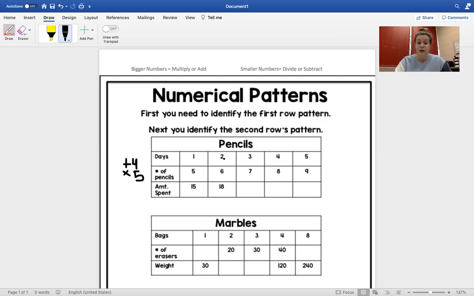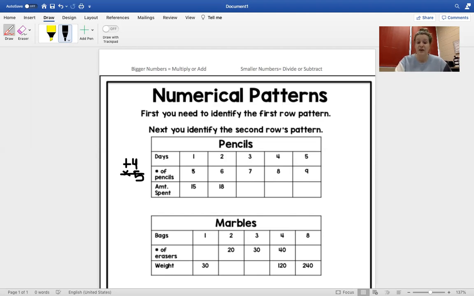So 2 plus 4 does equal 6, right? 2 plus 4 is 6. Okay, let's check the multiplication rule. 2 times 5 equals 10, not 6. So that means that times 5 is not our rule. But we want to check the rest just to make sure that plus 4 works. 3 plus 4 equals 7. 4 plus 4 equals 8. And 5 plus 4 equals 9. So our rule for the first row is plus 4.